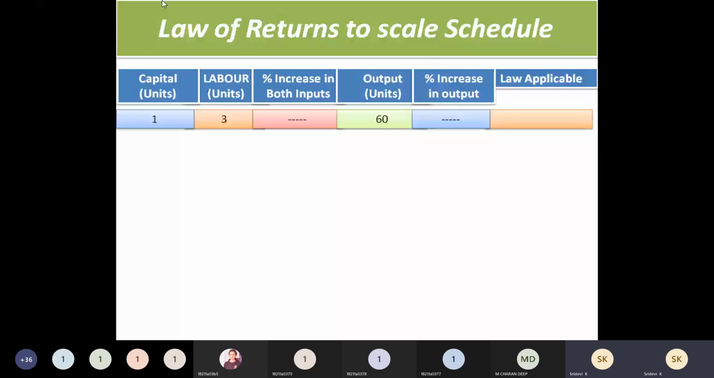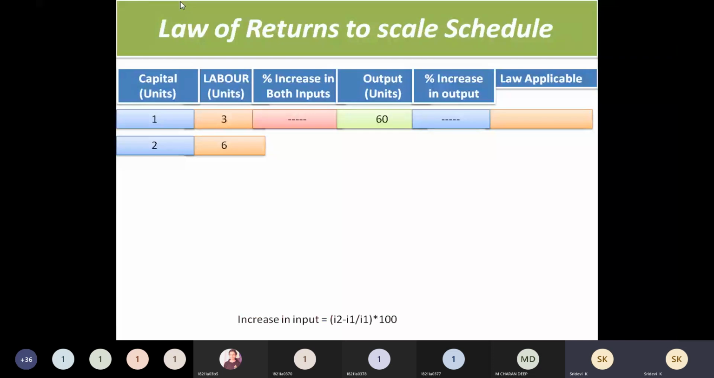We have to take a 100% increase in the inputs. Okay, so 100% means it will be very easy. If you double the previous one, you will get a 100% increase in inputs. So simply double this. Take 2 capital, and doubling the 3, it will become 6. So which indicates 100%.